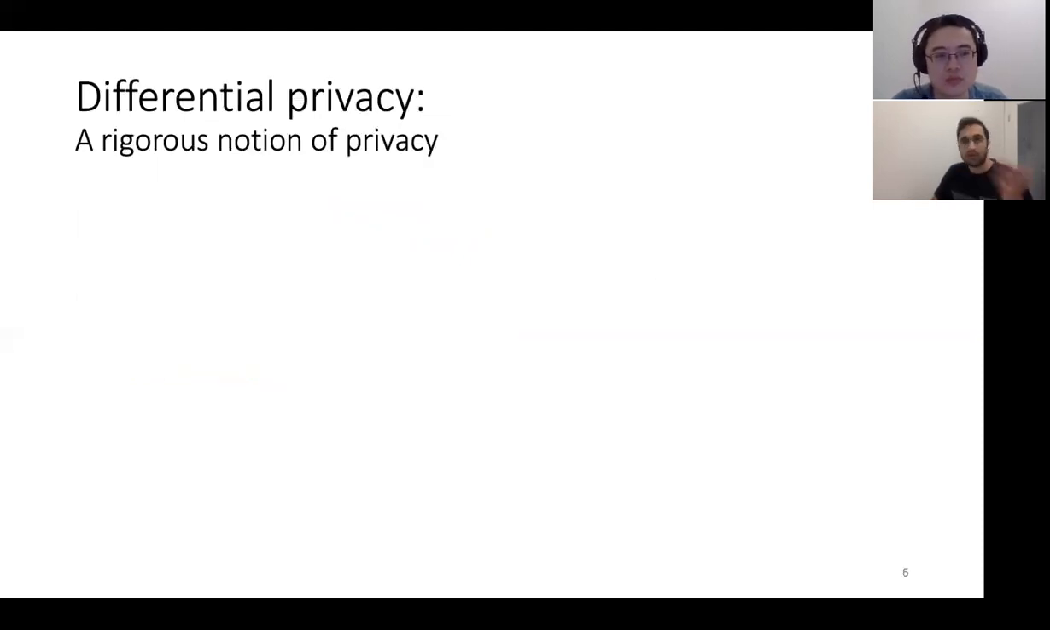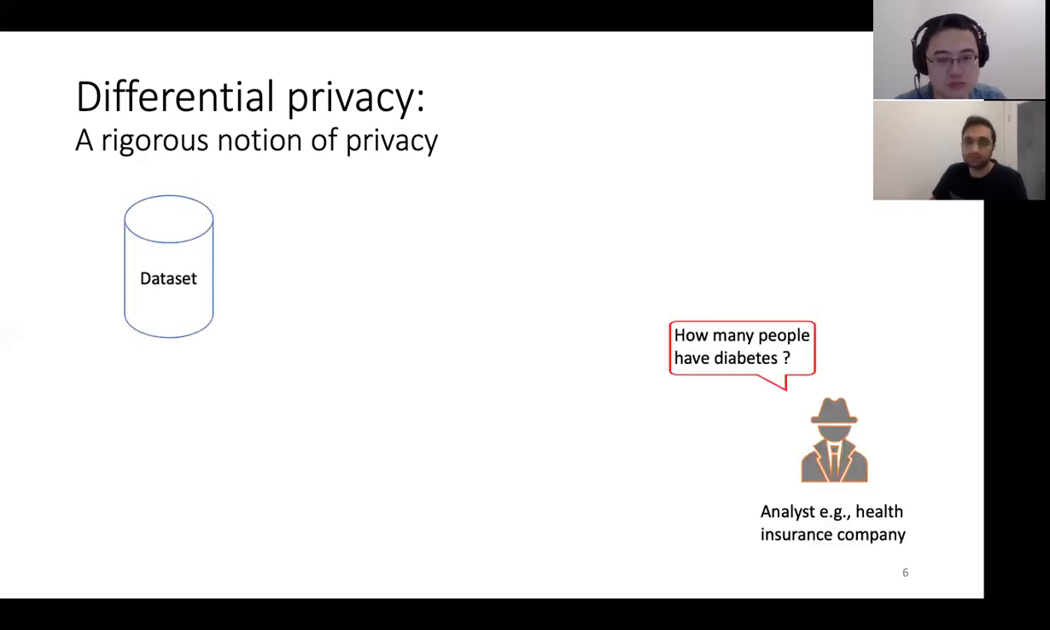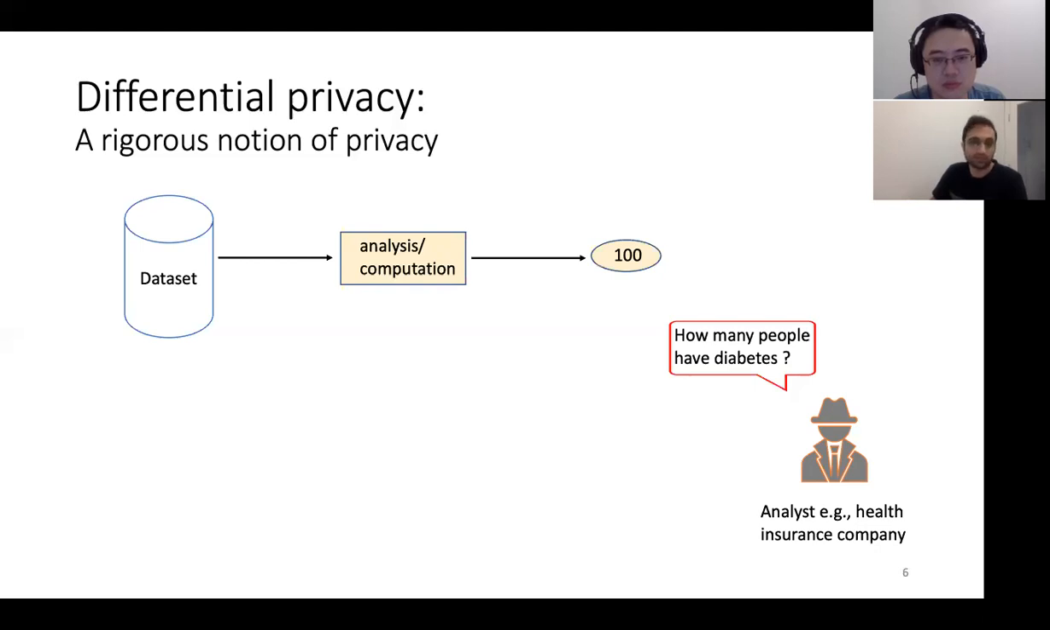All right, well, I have been mentioning privacy of the data set. Let me just introduce the notion of differential privacy, which is a notion for privacy of individuals in the data set. First, let me start with an intuitive introduction to differential privacy. Let's say we have a data set, and then there is an analyst, for example a health insurance company, and the analyst asks the following simple query: how many people have diabetes in your data set? Then we do some computation, we count the number of people who have diabetes, and we output 100.